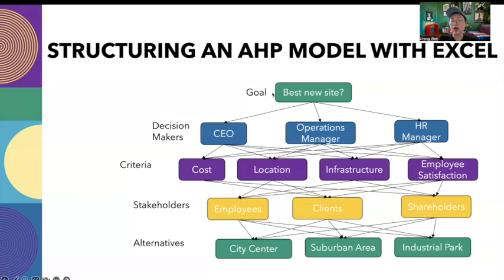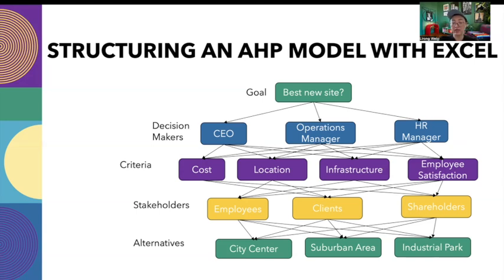The goal is, what is the best site for the new office space? Under the goal, we have decision makers: CEO, operations manager, HR manager. And there are a lot of criteria we need to consider. We'll consider cost, location, infrastructure, employee satisfaction, and we have stakeholders on the first level: employees, clients, and shareholders. The last level is our alternatives: city center, suburban area, and industrial park.